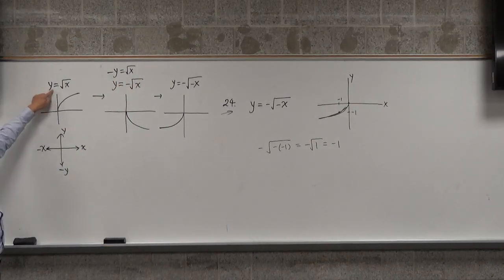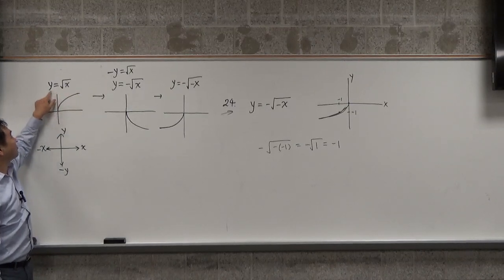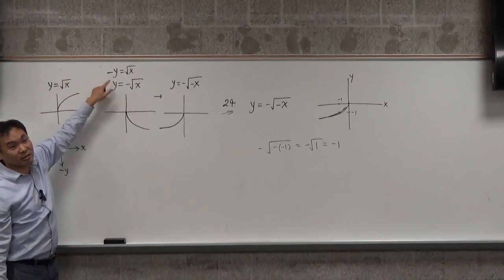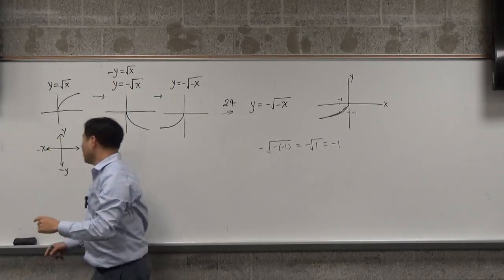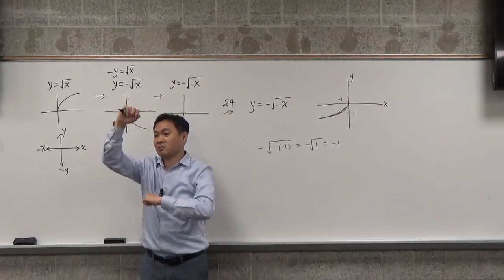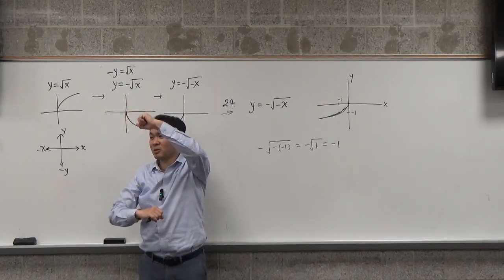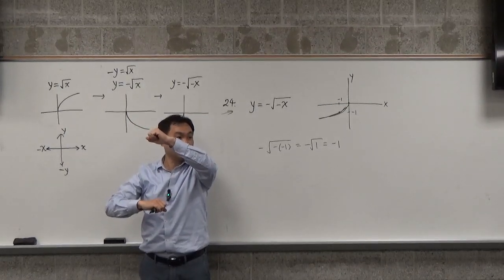Now, what's happening from here to there? Everything is exactly the same except that y is replaced by negative y, okay? So in this picture, if y is replaced by negative y, what's happening? You're doing this. So it flips upside down. Is that good? All right.